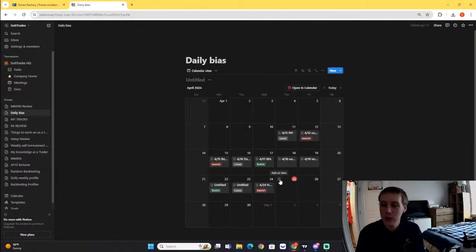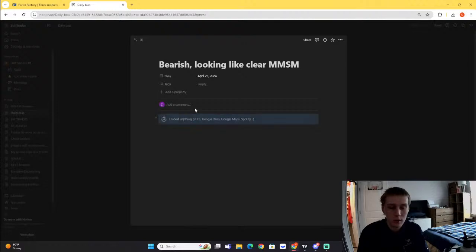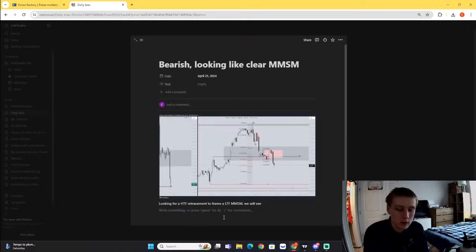All right, I haven't done my daily bias in here. Bearish. Looking like a clear MMS. Looking for a higher time frame retracement, a lower time frame MMSM. We will see. TXY looks very bullish.